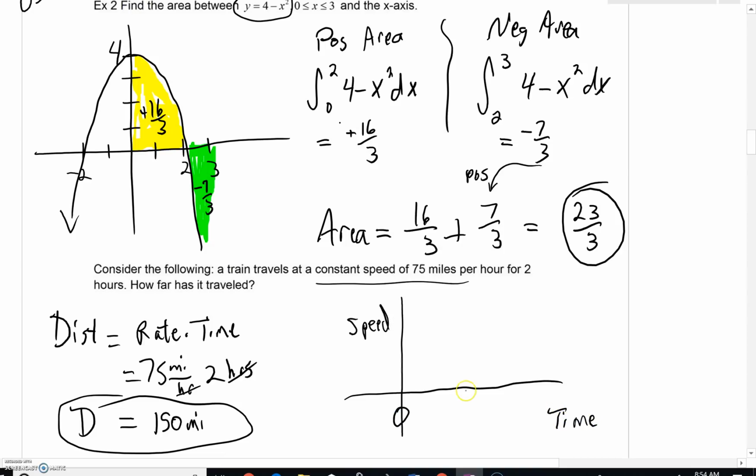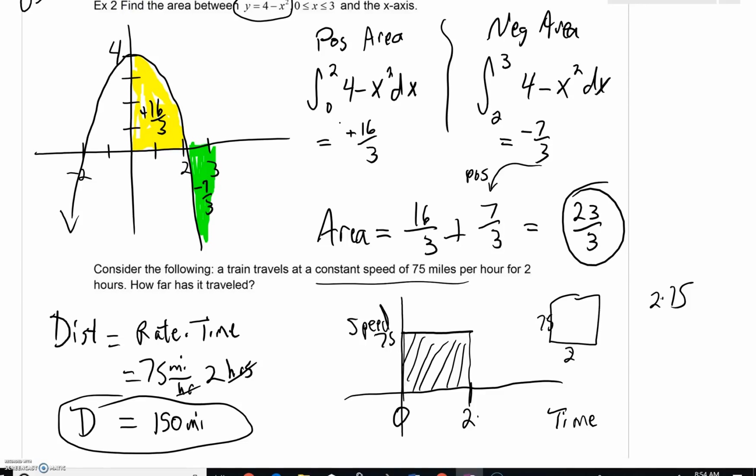And you could say, look, between 0 and 2 hours, what if your speed was consistently at 75? You could find this area right here. The base of this rectangle is a 2. The height is 75. 2 times 75, of course, is exactly what we just did. Why am I bringing this up?